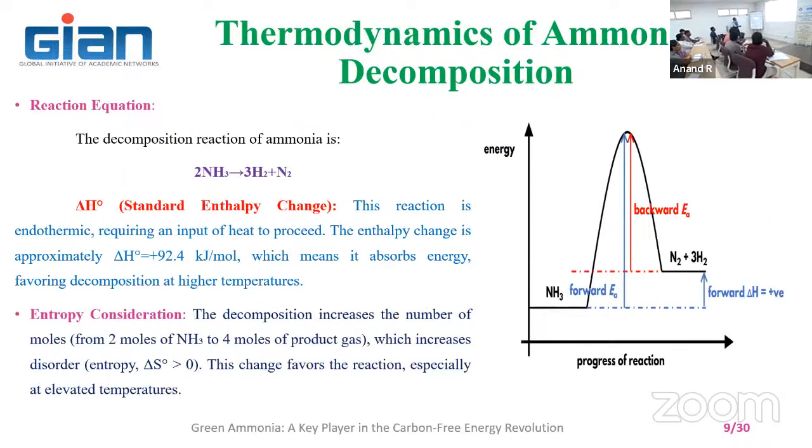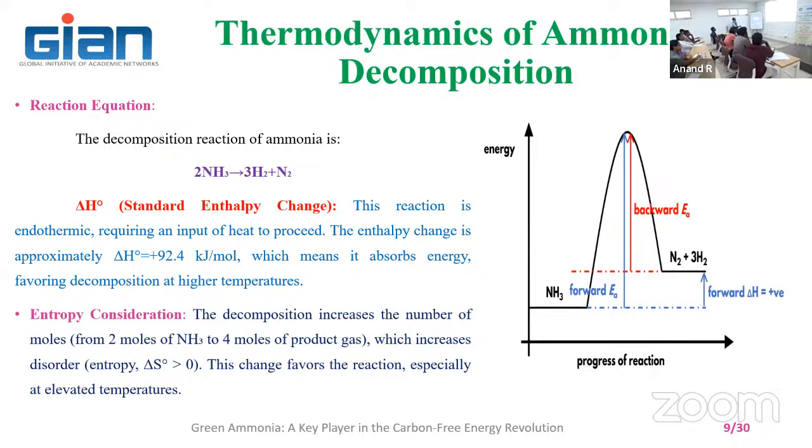The reaction equation: the decomposition happens when you break ammonia, you will get hydrogen and nitrogen, 3 moles of hydrogen and 1 mole of nitrogen. In order to break it, you need energy. How much energy you need to provide to convert ammonia into hydrogen is an endothermic process. You need to provide 92.4 kilojoules of energy per mole of ammonia to break ammonia into hydrogen and nitrogen. Okay, so that is for the forward reaction. For the forward reaction, you are going to produce hydrogen and nitrogen.